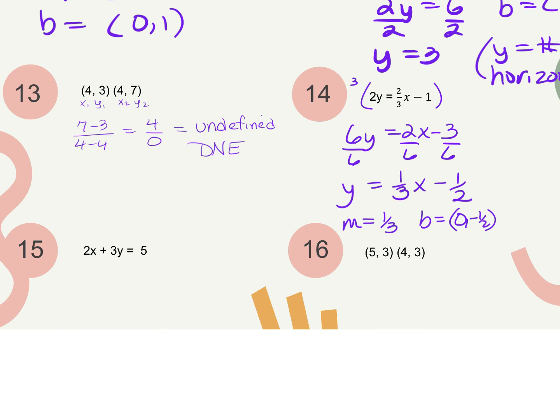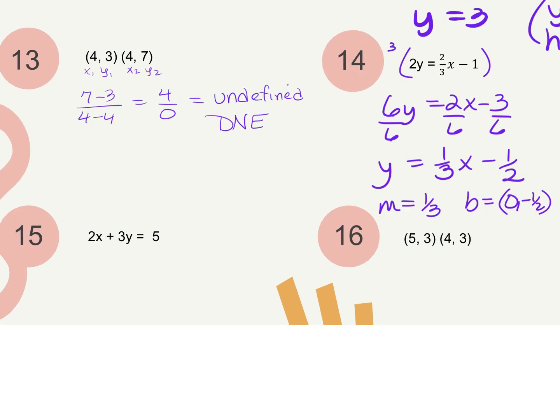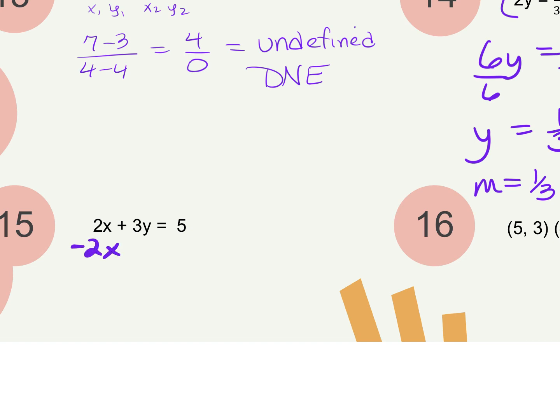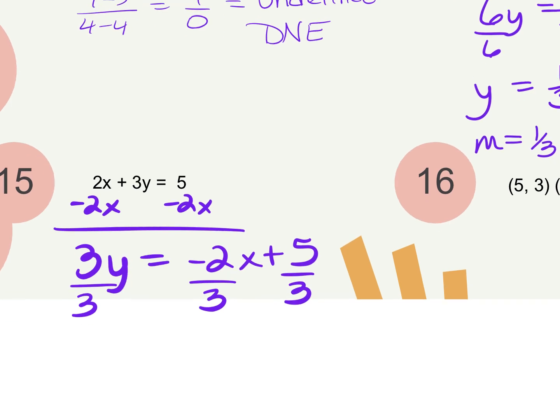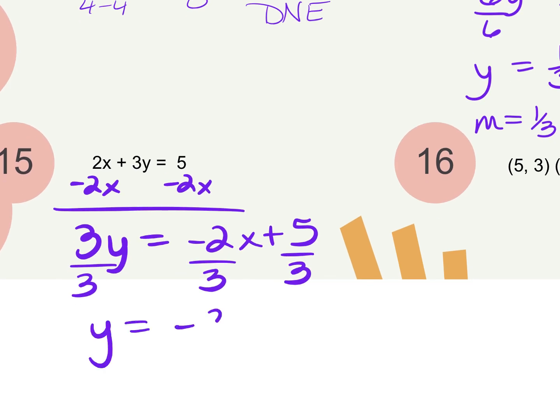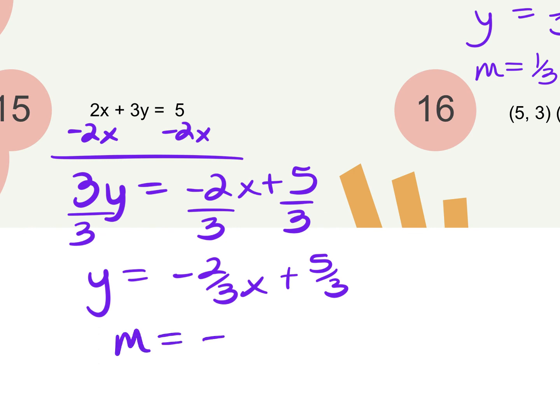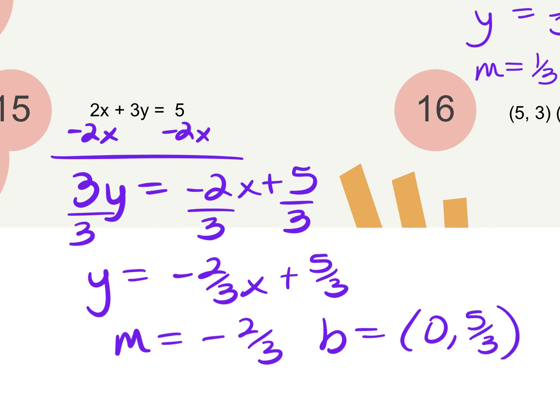For 15, I'm just going to move the x over and then divide. So I'll put it into y equals mx plus b form. 3y equals -2x plus 5. Divide everything by 3. And my slope is -2/3. And my y-intercept is the 5/3. So slope, -2/3. My y-intercept, 0, 5/3. If you were graphing it, I would put it into a mixed number.